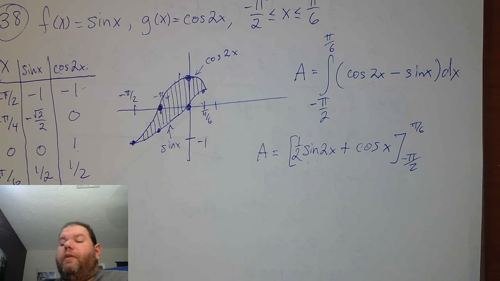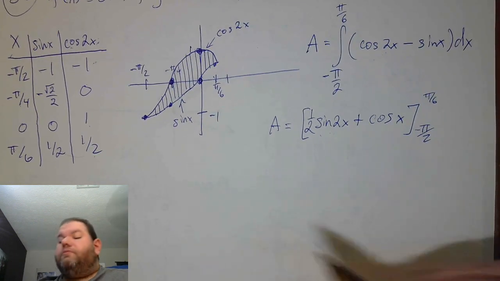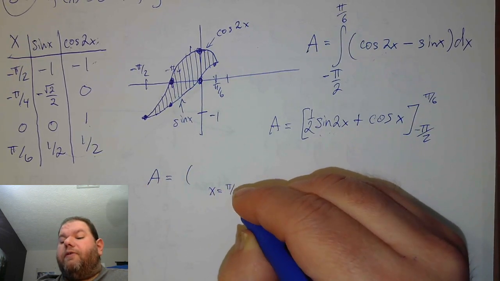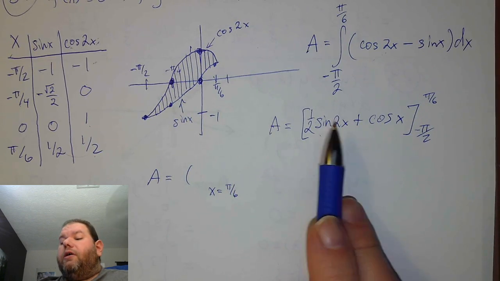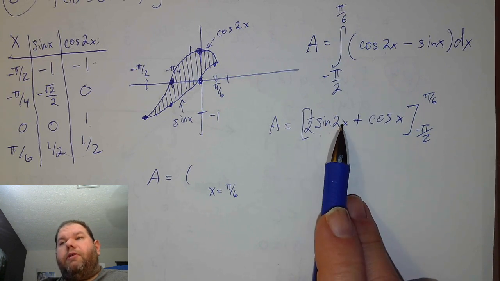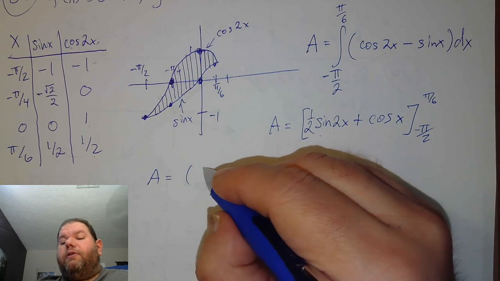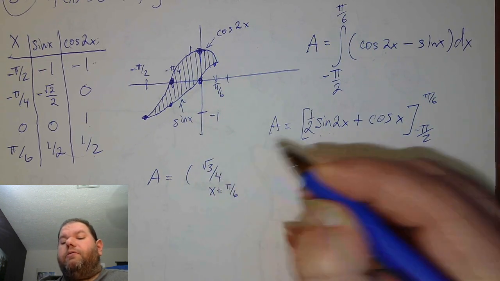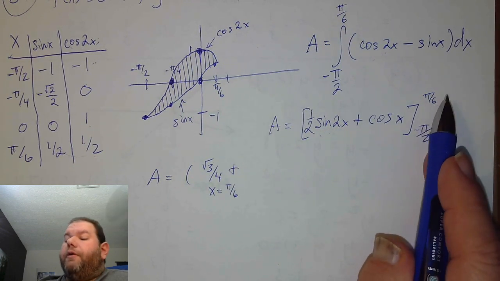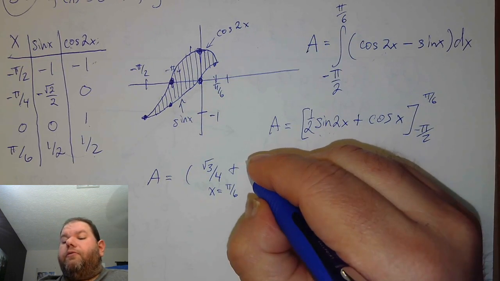Okay. So yes, that's our integration, and now we can go ahead and plug in our limits. So our top limit is pi over 6. We'll do that one first. 2 times pi over 6 is pi over 3. Sine of pi over 3 is square root of 3 over 2 times 1/2 would be square root of 3 over 4. Yeah. And then cosine of pi over 6 is square root of 3 over 2.